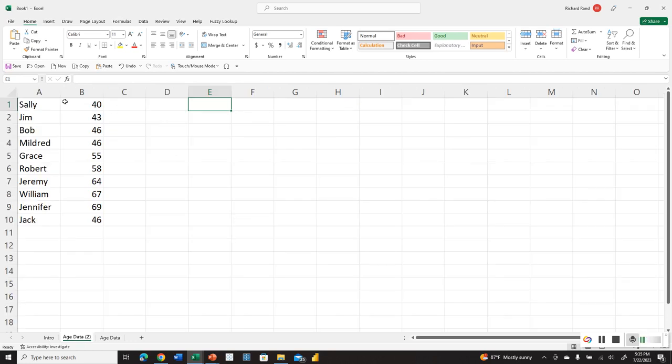We're going to be using this data here. This data, I've simply got 10 people with their ages, and we're going to look at the standard deviation of this group of ages. We're going to do that using standard deviation.